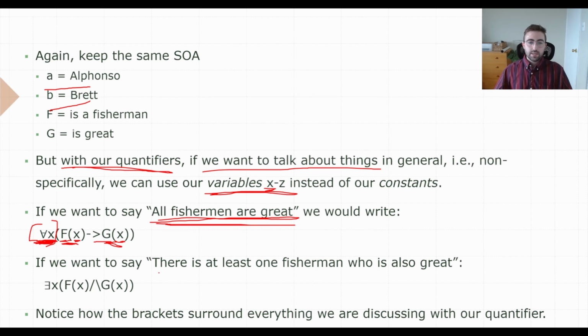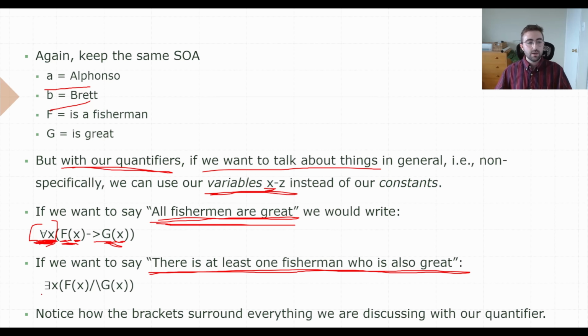Similarly, if we want to say there is at least one fisherman who is also great, which is just a claim that there's one person, but it could be anyone, there's at least one person, could be anyone, who is both great and is a fisherman. We're not saying, well, if they're a fisherman, then they're great. We're saying there's at least one person who is a fisherman and who is also great, right?